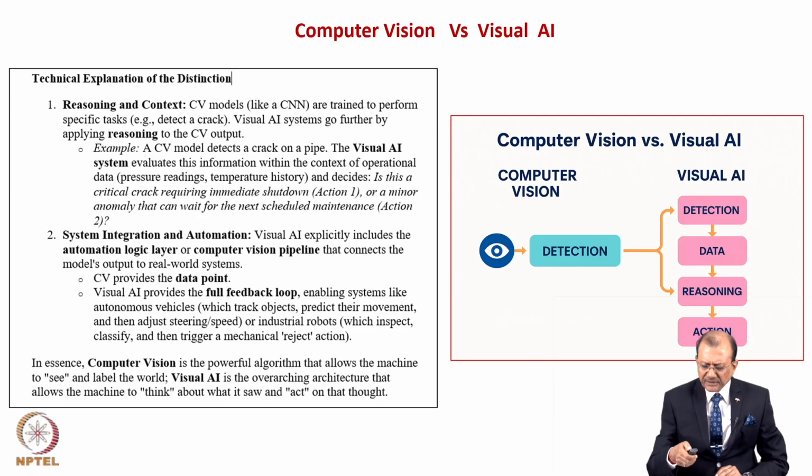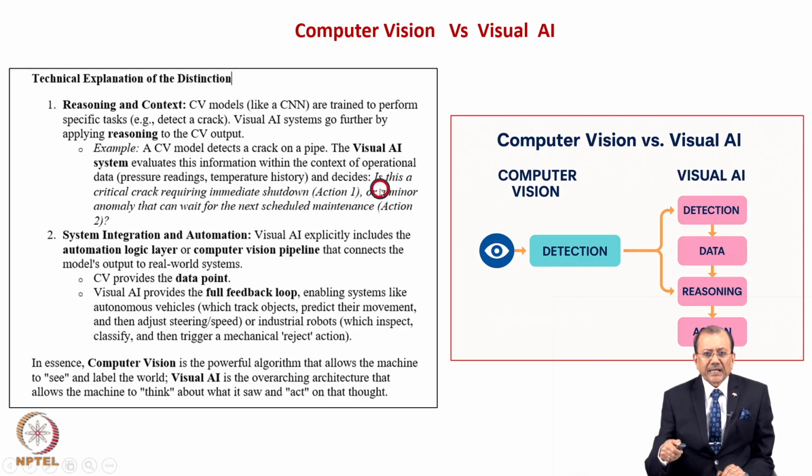I have given on the left hand side the complete definitions and technical reasons of how these two technologies differ. When you read these definitions and technical explanations, you will find that a visual AI system evaluates this information within the context of operational data, and then it takes a decision. Like when a fire happens, it will decide that in case of fire, it has to have a fire alarm.